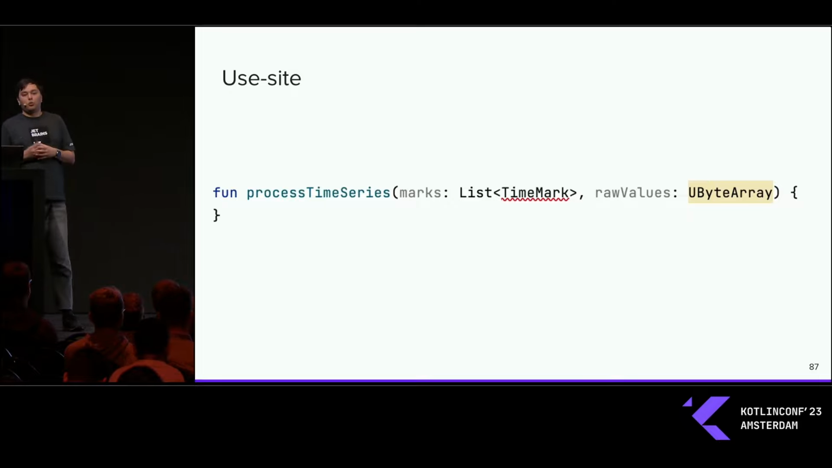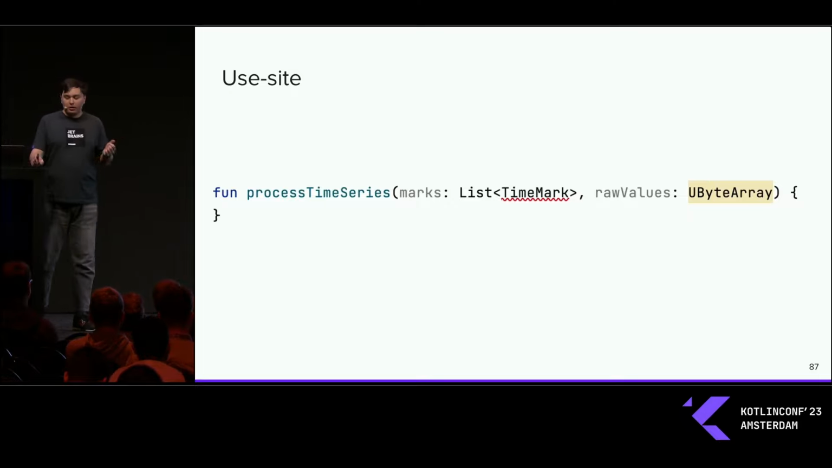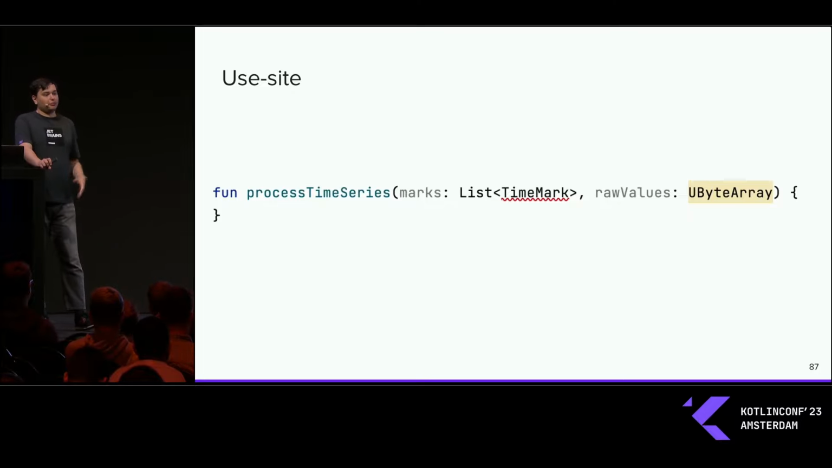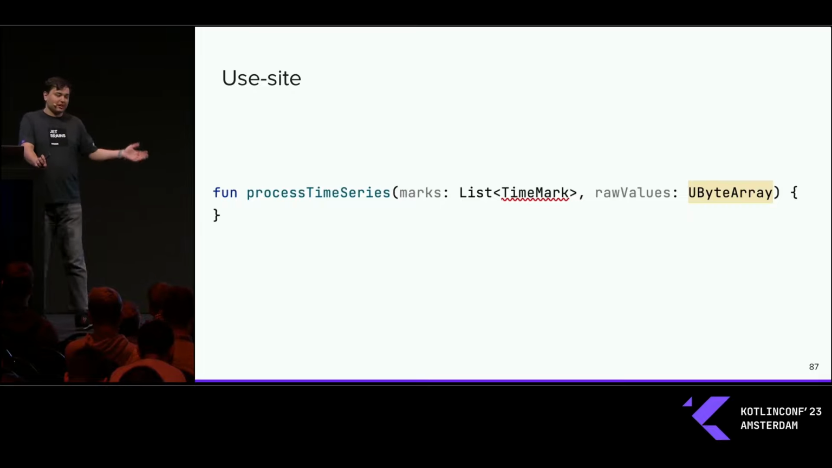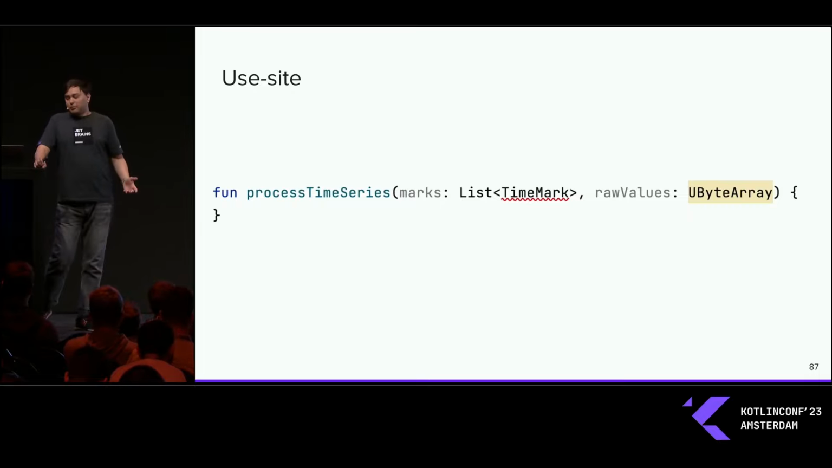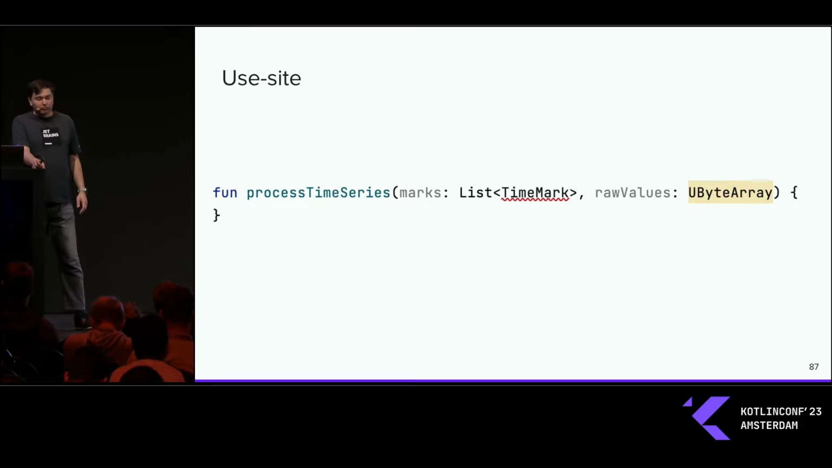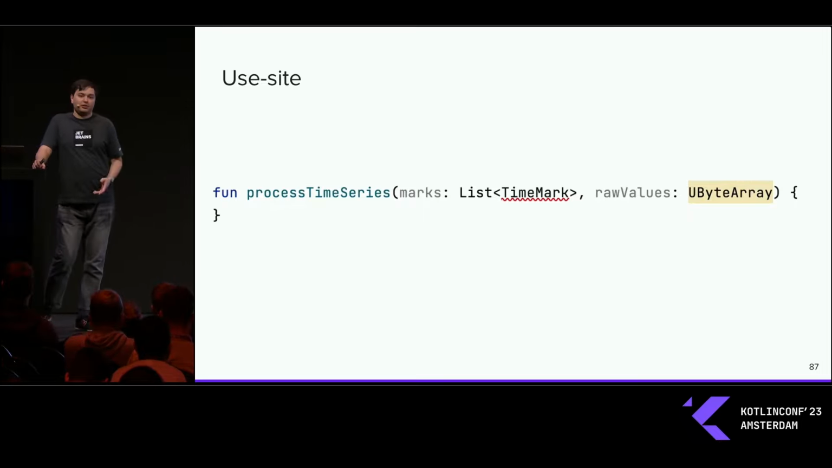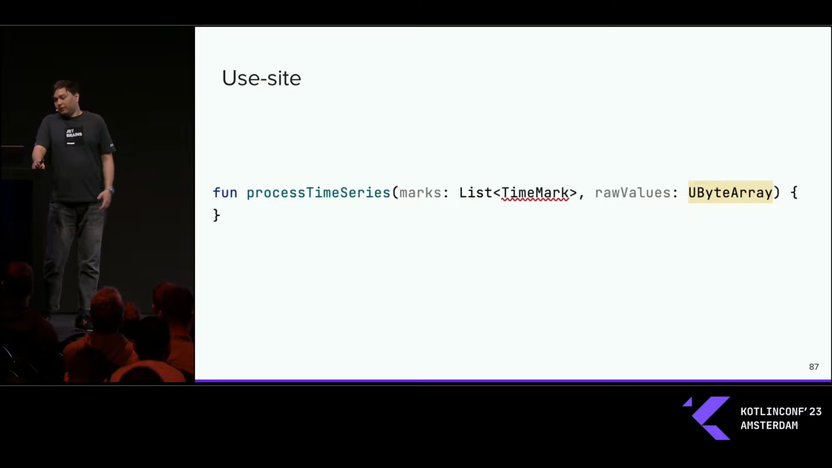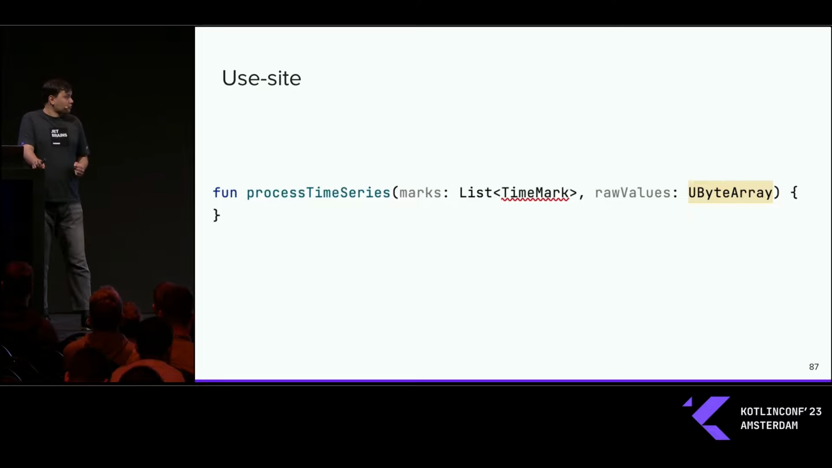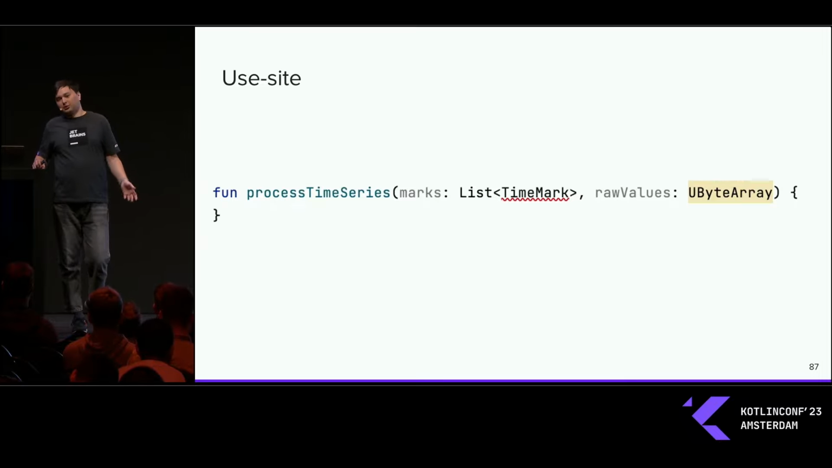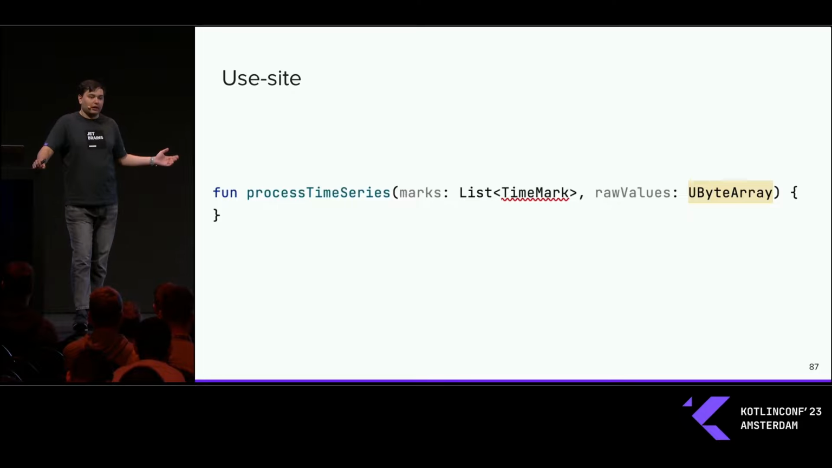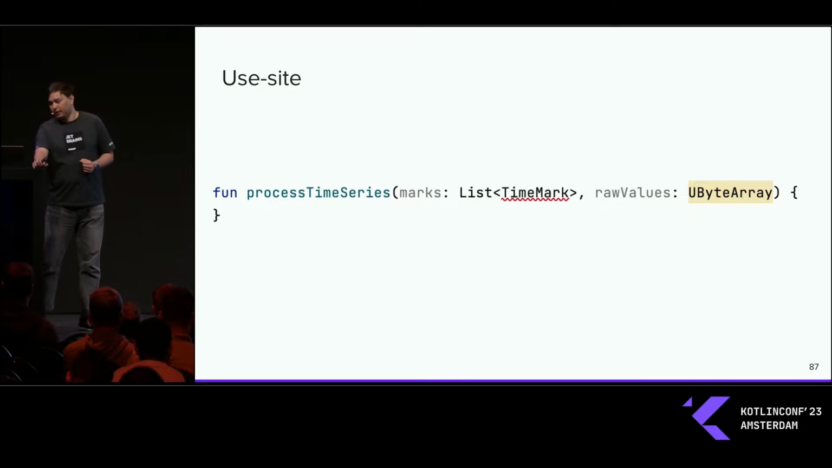Now, what does the use side of these experimental declarations look like? Imagine we are writing a library that depends on Kotlin stdlib and does something like process time series. And we want to use TimeMark and UByteArray. Because UByteArray is marked with RequiresOptIn warning, we have a warning reported here on usage of this declaration. And because TimeMark is marked with ExperimentalTime, which is marked with RequiresOptIn error, we can see a compilation error here on the usage of TimeMark.